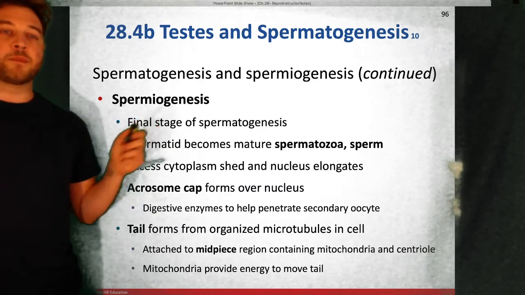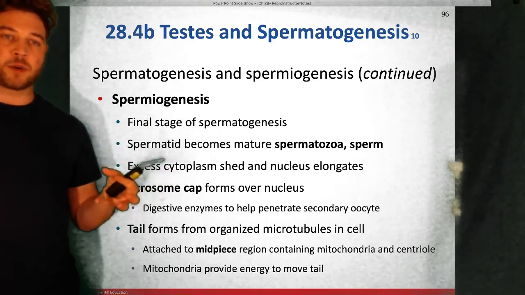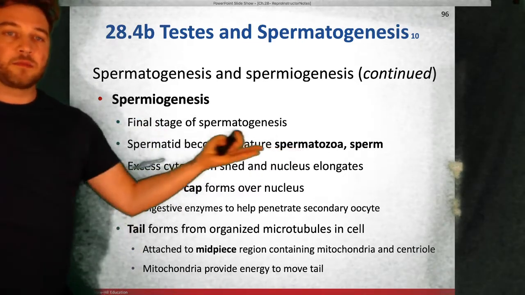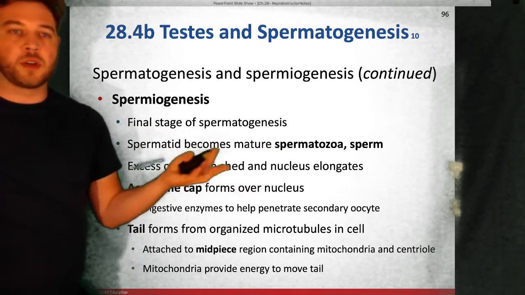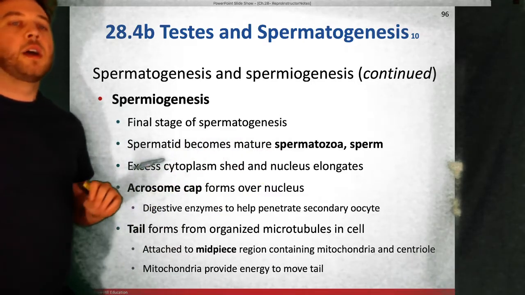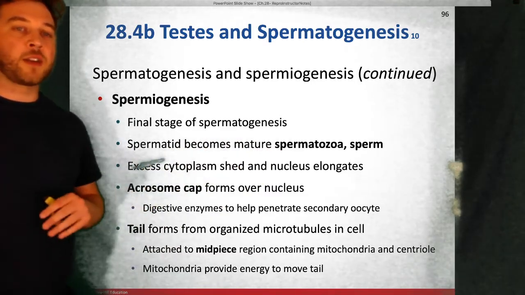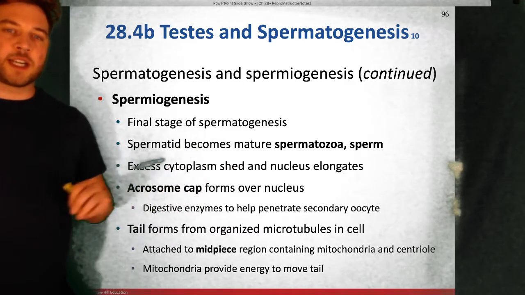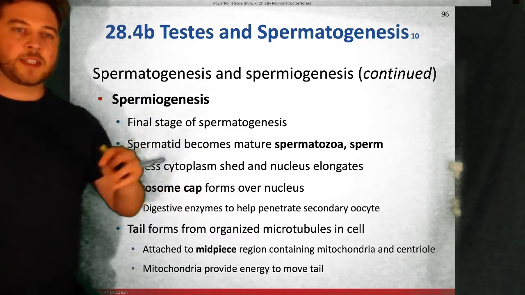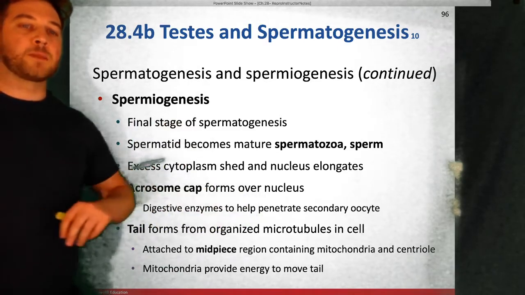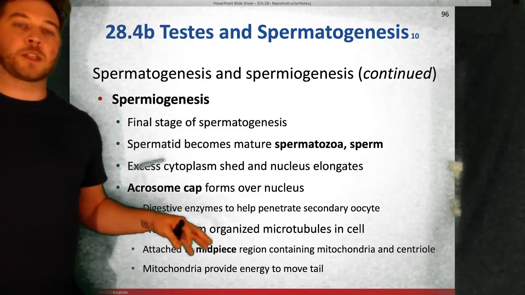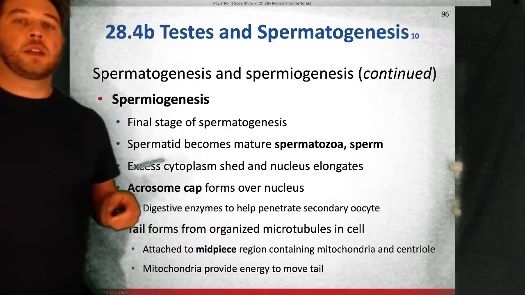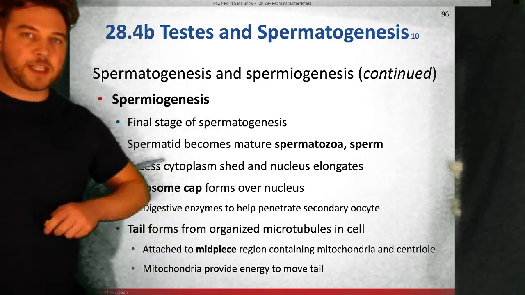The final stage is spermiogenesis, so the actual formation of a sperm, taking it from a spermatid into a sperm. It becomes a mature spermatozoa, which is the official term, like a mature oocyte. It's spermatozoa, secondary oocyte, sorry. Excess cytoplasm is shed and the nucleus elongates. It forms an acrosome cap over that nucleus that has digestive enzymes for penetrating the secondary oocyte. We'll see, like I said, the corona radiata. It forms a tail from organized microtubules attached to a midpiece that has mitochondria. Those mitochondria will provide the energy to move the tail. If you remember from lab, though, the sperm are immobile until they actually exit the body.